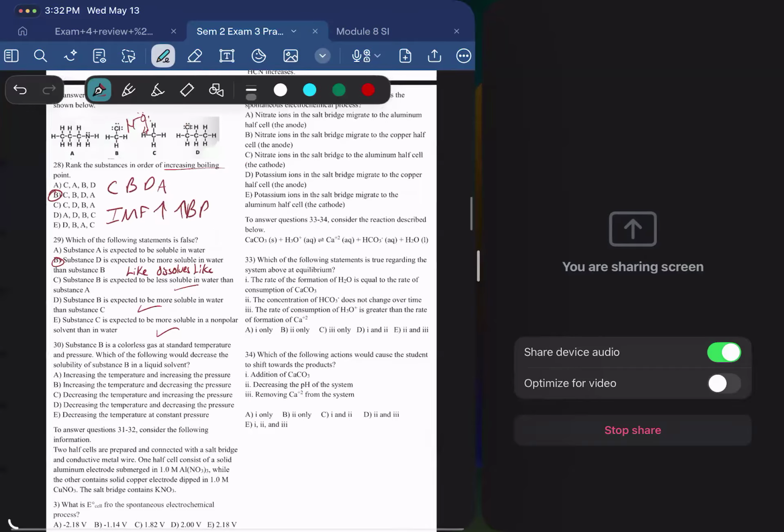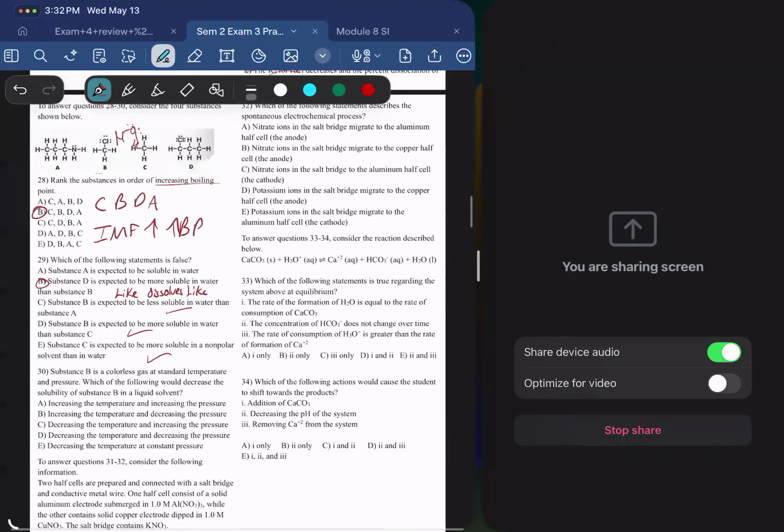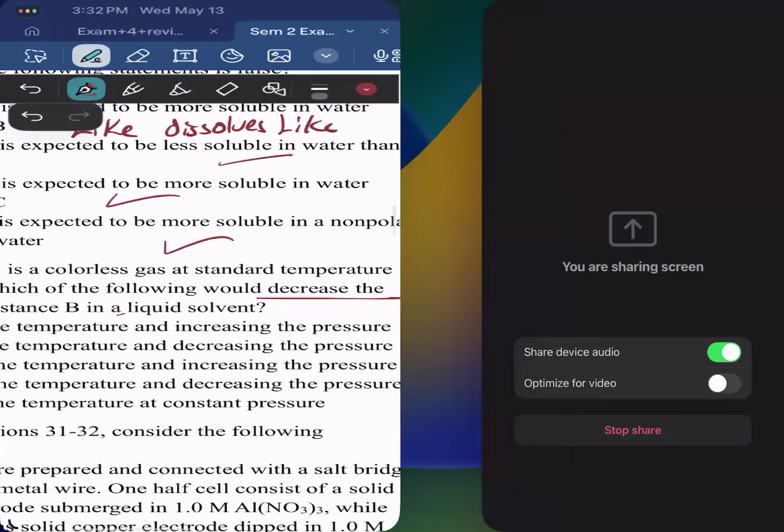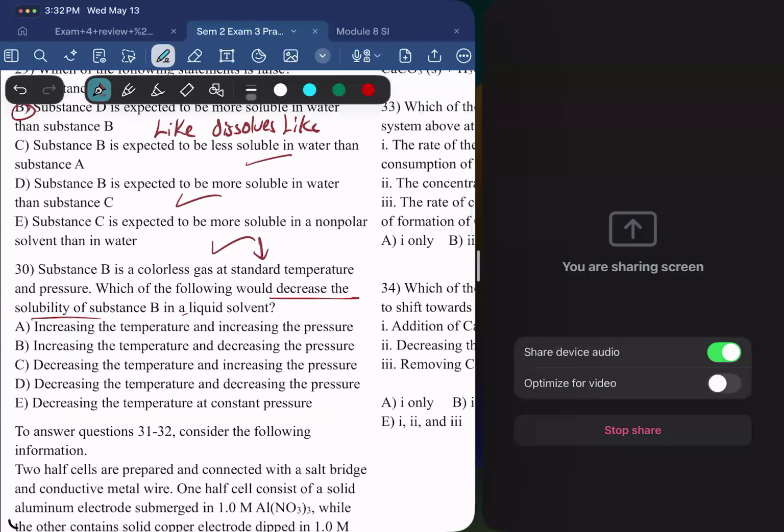30. Substance B is a colorless gas at standard temperature. Which of the following would decrease the solubility of substance B in a liquid solvent? So this is based off the rules for solubility of gas. So in order to decrease solubility of a gas, it's going to be increase temperature and decrease pressure. And the opposite is true if you want to increase the solubility of the gas. So B is the answer there.